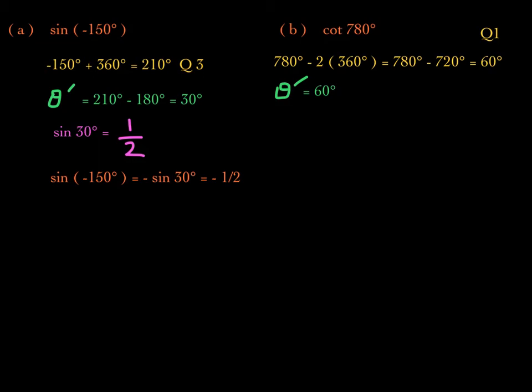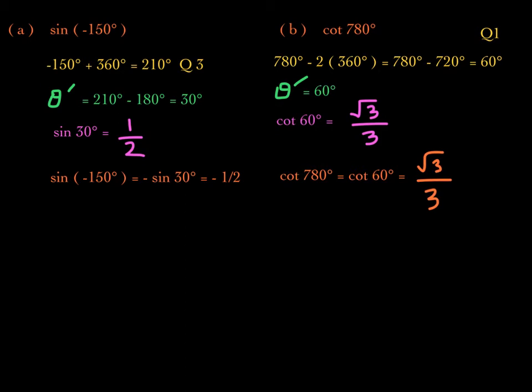Okay, so let's go ahead and find the trig function value, cotangent of 60 degrees. Now 60 degrees is one of our special angles, and we found in an earlier lesson that cotangent of 60 degrees is root 3 over 3. Now, because both 780 degrees and 60 degrees, remember they're coterminal, are in quadrant 1, they have the same sign, which is positive, because everything's positive in quadrant 1. So my final answer is going to look something like this.